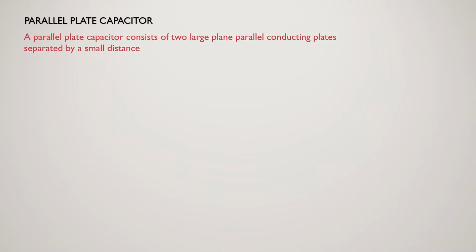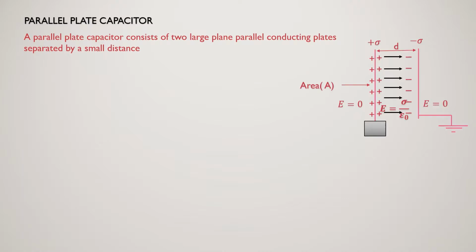Next is parallel plate capacitor. Parallel plate capacitor consists of two large plane parallel conducting plates separated by small distance. So this is the parallel plate capacitor having two plates. One has positive charge density plus sigma, another has negative charge density minus sigma. A is the area of the plate and D is the distance between the plates.